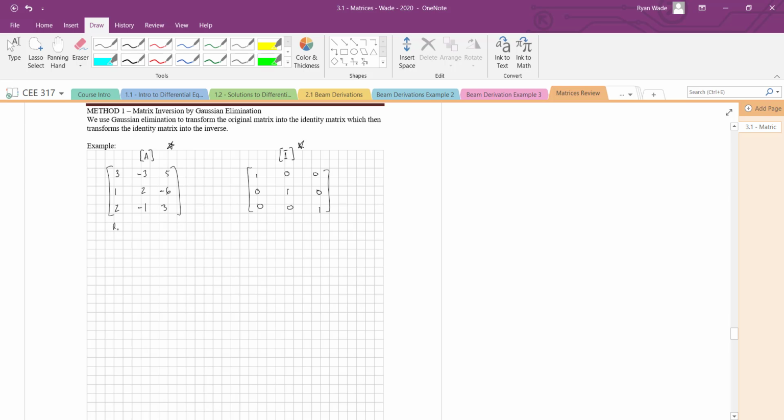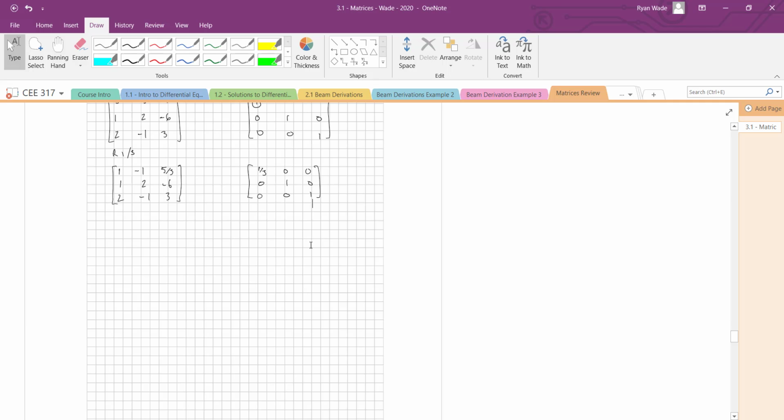So first thing I'm going to do is take R1 and divide it by 3. The reason I want to do this is because now I can have my 1 here. For my identity matrix, I've already got 1 solved, and I'll show you why that's important in a second. So I'm going to get negative 1 and then 5 over 3. That leaves me 1, 2, negative 6, 2, negative 1, 3. But now I'm going to do the same to the identity matrix. So I got 1 over 3. All right, so that's part 1 done.